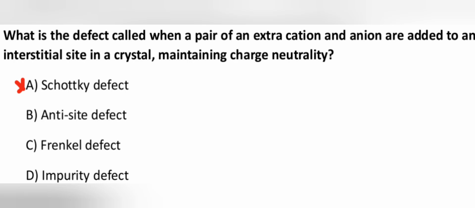And the next question is, what is the defect called when a pair of an extra cation and anion is added to an interstitial site in a crystal, maintaining charge neutrality? Okay, so there are many types of defect. Among them, the one that occurs while maintaining charge neutrality is the Schottky defect. In a Schottky defect, equal numbers of cations and anions are removed from their lattice points, so they could move to an interstitial site or any other position. So an equal number of cations and anions removed from lattice points is simply a Schottky defect.